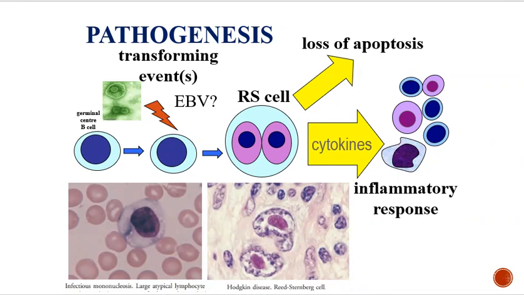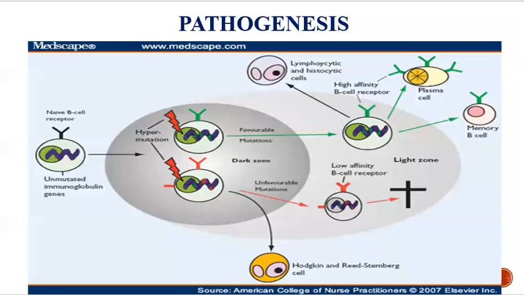Reed-Sternberg cells from apoptosis. Epstein-Barr virus is linked to the development of Hodgkin lymphoma because it is believed that it possesses a transforming ability that leads to NF-kB activation of antigen-activated B cells.